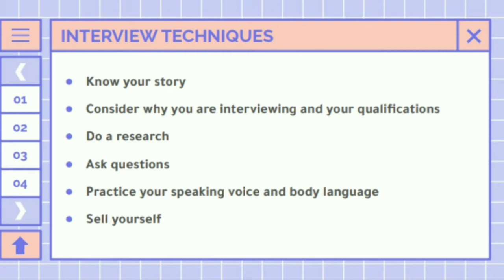Then consider why you are interviewing and your qualifications. Before your interview, you should have a good understanding of why you want the job and why you are qualified. You should be prepared to explain your interest in the opportunity and why you're the best person for the role. Do research on the company, and if you do good research prior to your interview, you're not just going to impress the interview team, but you're also going to be better equipped to ask them a great question and know what you're getting yourself into.